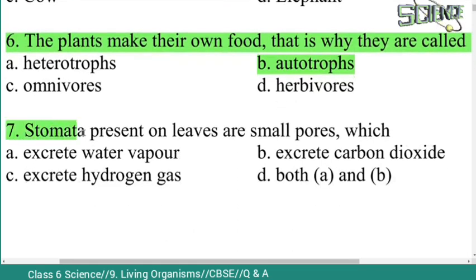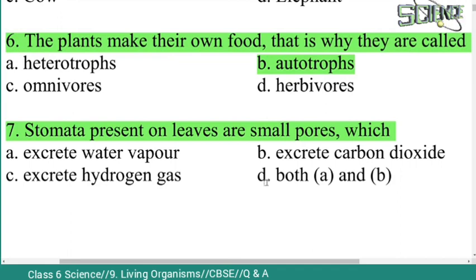Seventh question, stomata present on leaves are small pores which. The given options are A. Excrete water vapor, B. Excrete carbon dioxide, C. Excrete hydrogen gas, D. Both A and B. Here the correct answer is both A and B, because stomata present on leaves are small pores which excrete water vapor and excrete carbon dioxide. So it is both A and B.